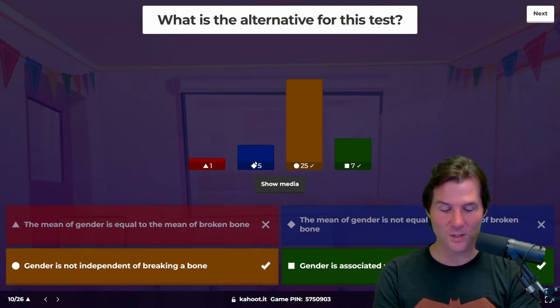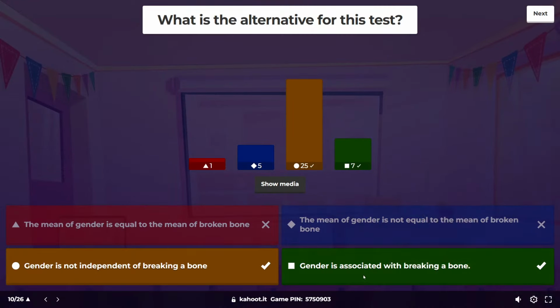Good work. Okay, so we missed. Not everyone said gender is associated. Black and White, good ones right there. So gender is associated with breaking a bone, and that is the same thing as saying they. Oh, good. Not many selected that one because we're not comparing means. This is categorical. Gender is independent of breaking bones. It's kind of the classic way of doing it. And then gender is associated. You could also say gender is related to breaking a bone.